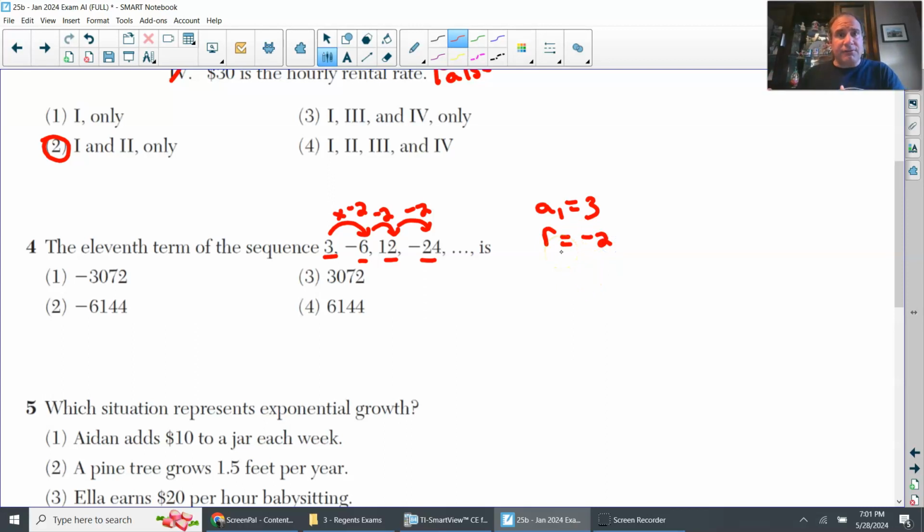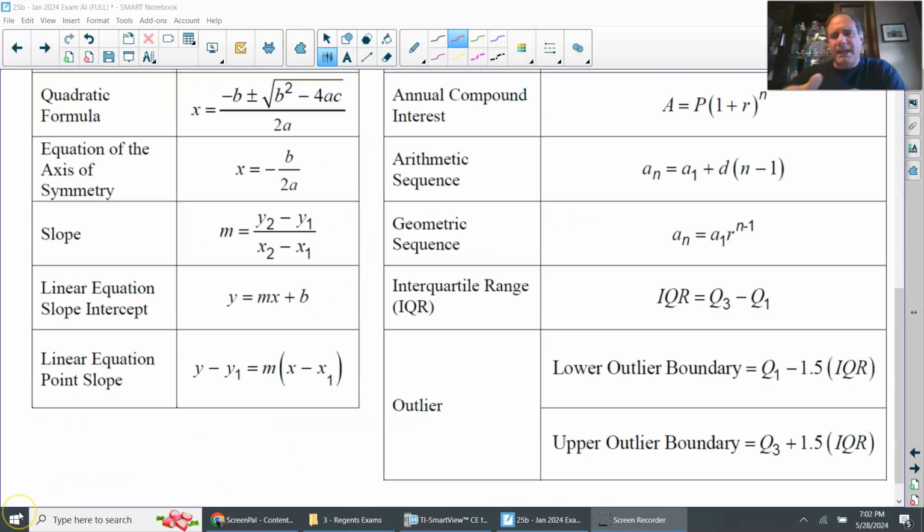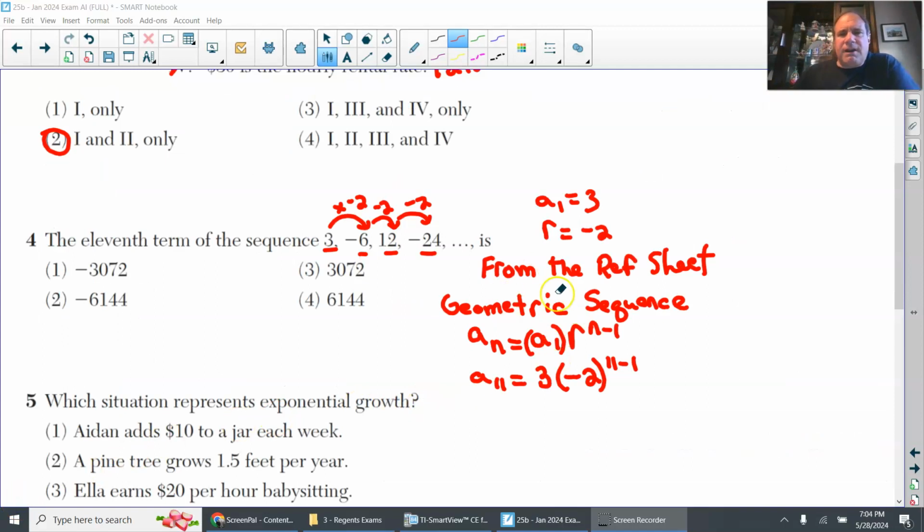So we're going to look at the reference sheet, and we're going to look for a geometric sequence. So I'm at the reference sheet, and you see a geometric sequence there. It's a sub n equals a sub 1 times r to the n minus 1. And that's what you have to copy down on the page, and then substitute the numbers in. So I put right in here from the reference sheet, geometric sequence. Remember, it's a geometric sequence because it has a common ratio, not a common difference. a sub n equals a sub 1 times the r to the n minus 1.